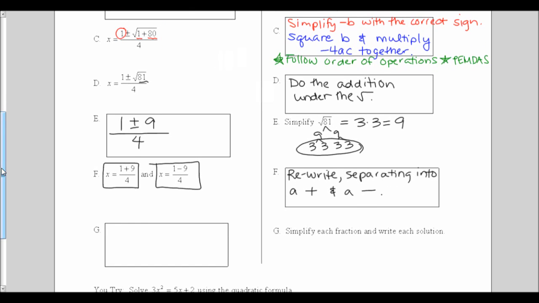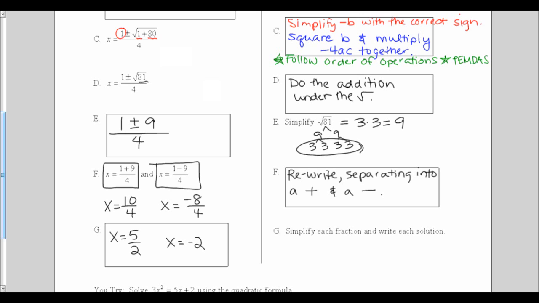So if I were simplifying this one, I would have 1 plus 9, which is 10, over 4. I could reduce a 2 from each of those to turn x into 5/2. My second solution, x was equal to 1 minus 9, which is -8. -8 over 4 is equal to -2. And these are my two solutions to the quadratic formula. X is equal to 5/2 and x is equal to -2.